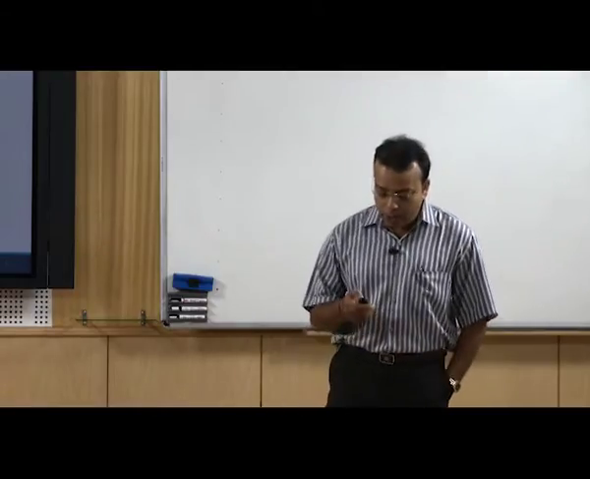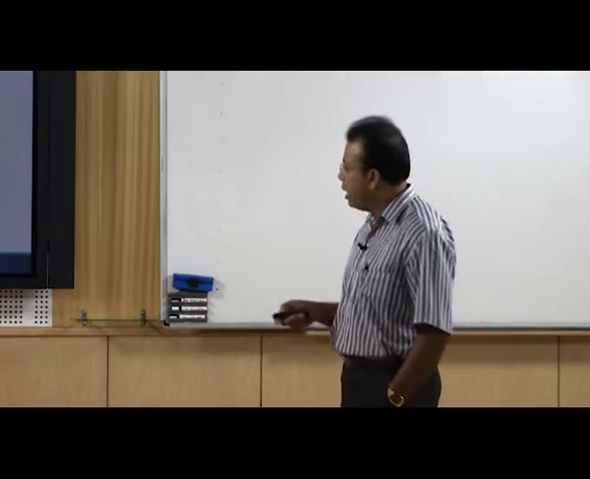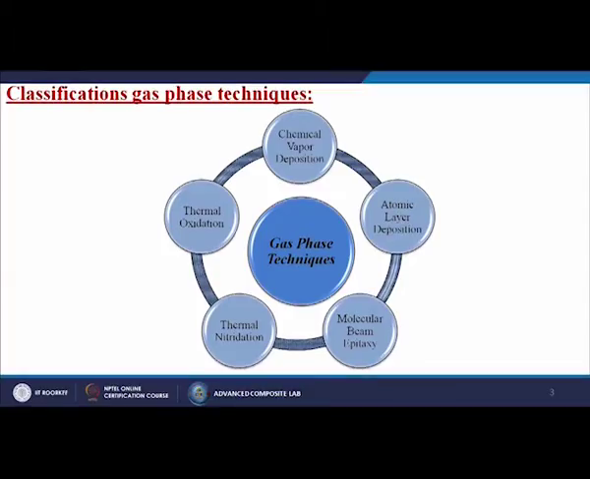Now we have to discuss the several types of classifications of gas phase techniques. As I already told, there are several techniques we generally follow. One is chemical vapor deposition, in short the CVD process. Then atomic layer deposition, the ALD process, molecular beam epitaxy, the MBE process, thermal nitridation, the TN process, and thermal oxidation, the TO process. So, there are more or less 5 different methods by which we can do gas phase modification of nanomaterials.